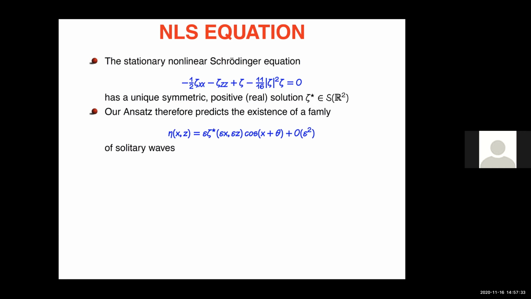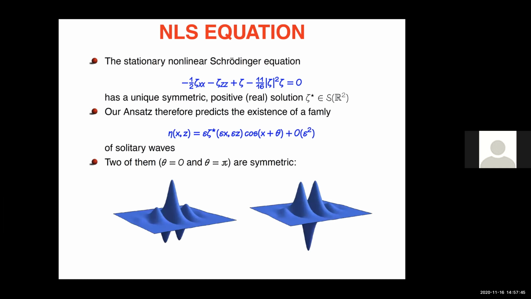and two of them will be symmetric. Those are the ones with theta equal to 0 and theta equal to pi, or, if you prefer, the ones generated by zeta star and minus zeta star. And here they are. Here's a sketch of them, and you'll recognize that they are the waves which we looked at earlier. So this is the heuristic argument for the existence of such waves. Now, before I show you how to make that rigorous, let me just talk a little bit about some computational aspects.